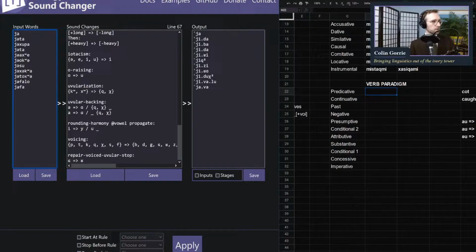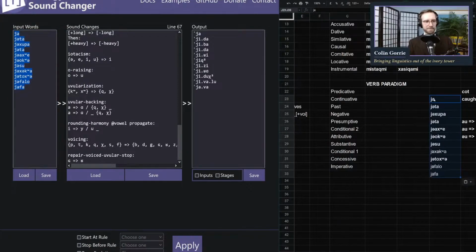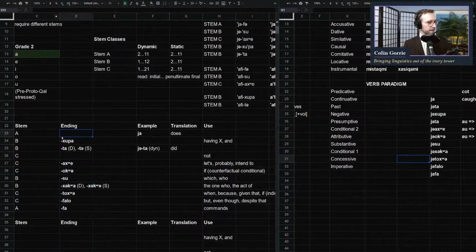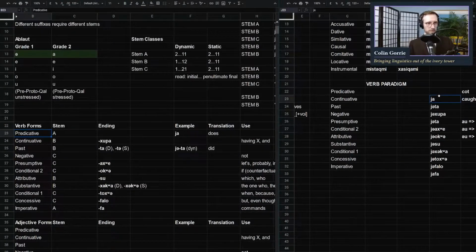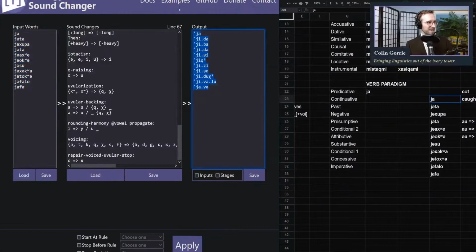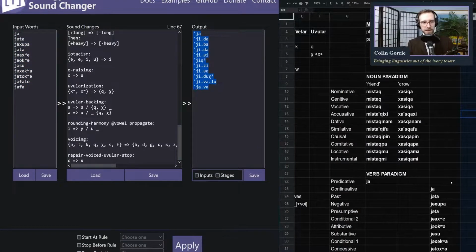Okay, so let's take these. I'm gonna just put them here. I don't really remember which one goes with what yet, so I'm gonna have to go back over here and we're gonna look. So predicative is ja. Done. Continuative is, oops, I chose the wrong side of this. So let's just add a column here.